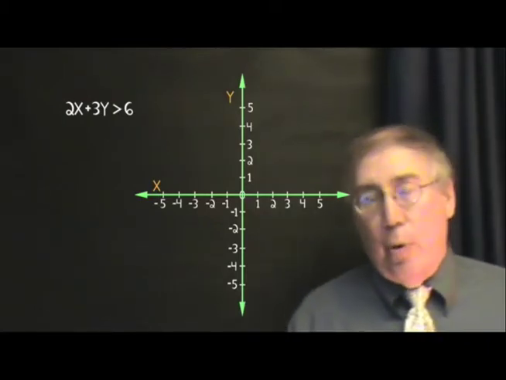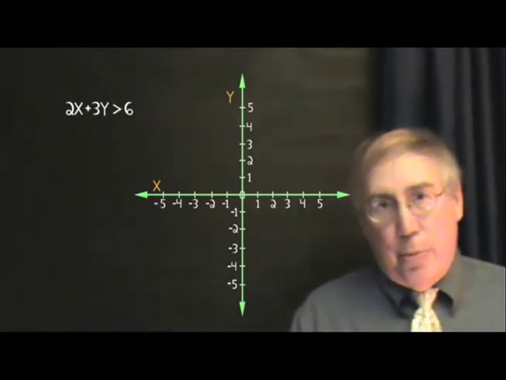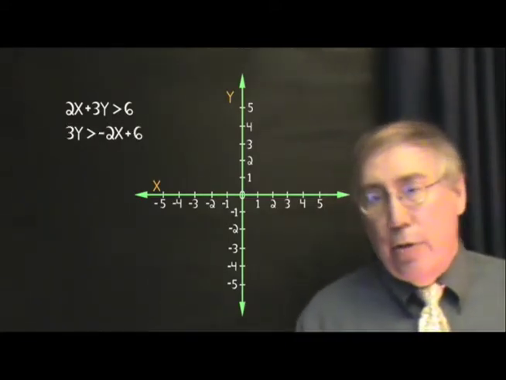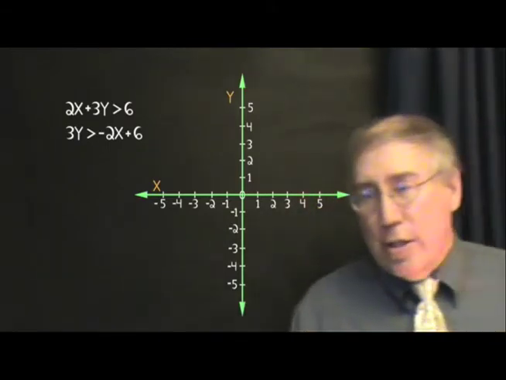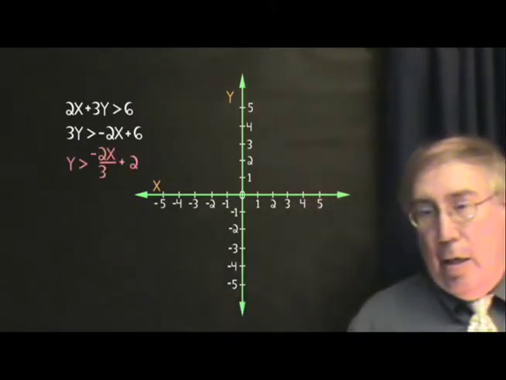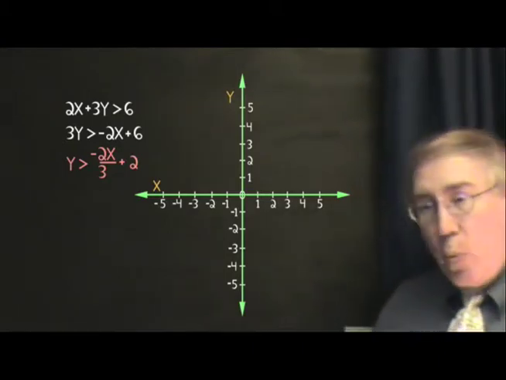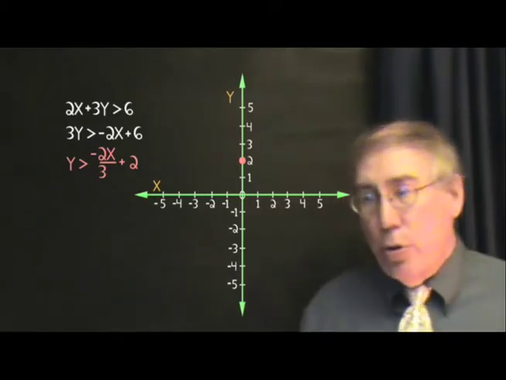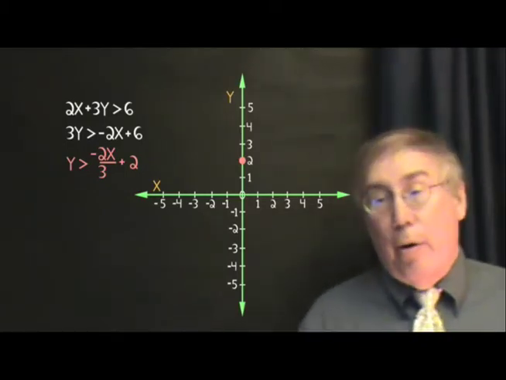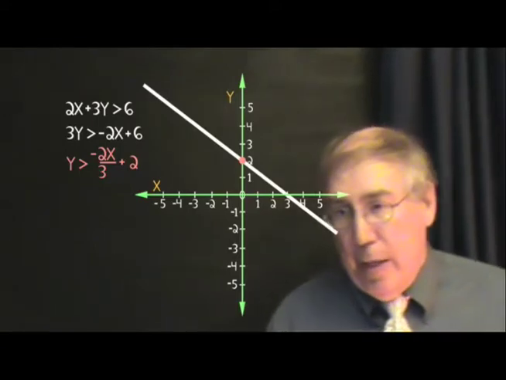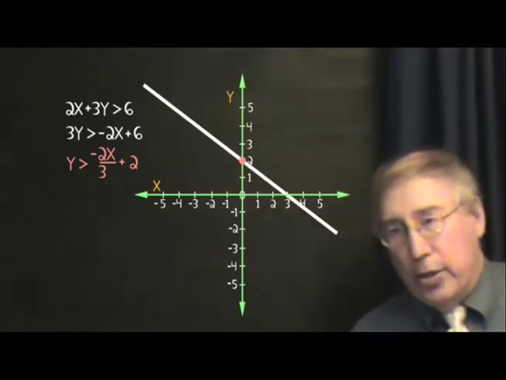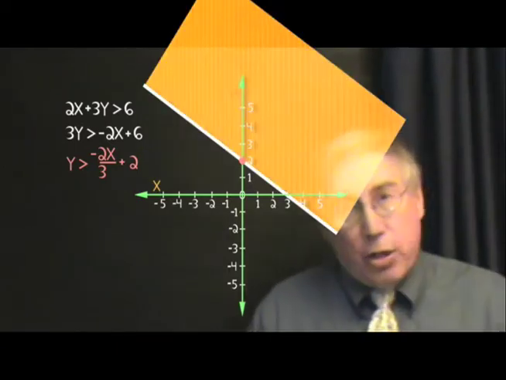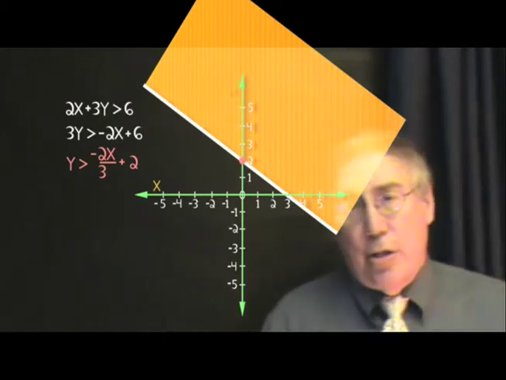Put this in the standard form of a line. Let's subtract 2x from both sides, and then let's divide through by 3. We don't have to change the sign around this time because it's not negative. And so now we want to graph the line y equals -2x over 3 plus 2. It goes through 2 on the y-axis with a slope of -2/3. And we want all the points that are above that line. That's our solution set for this equation here.